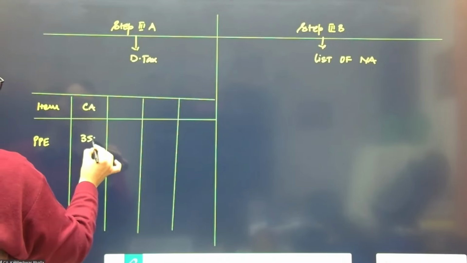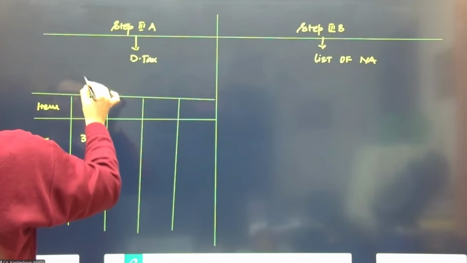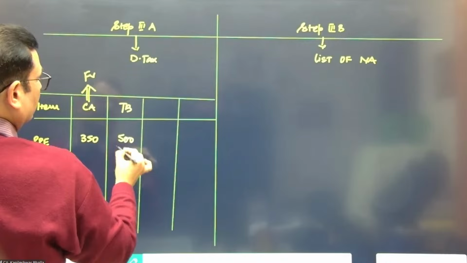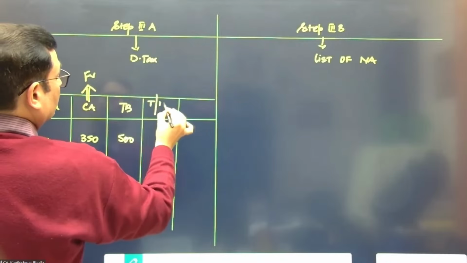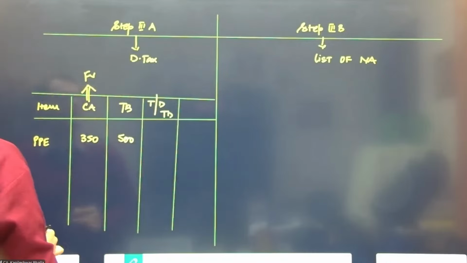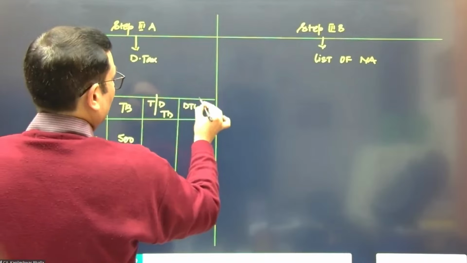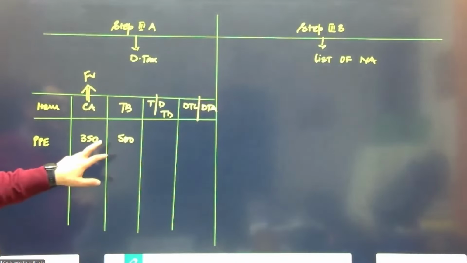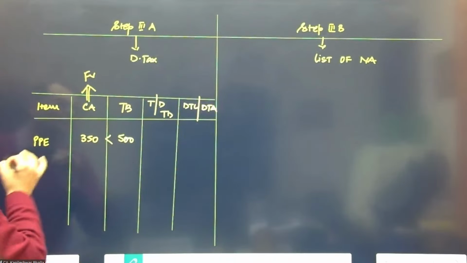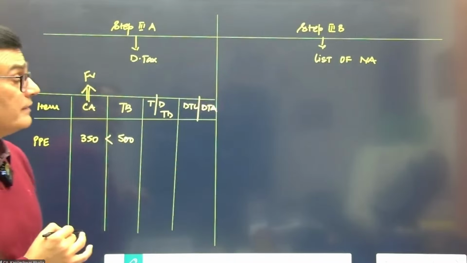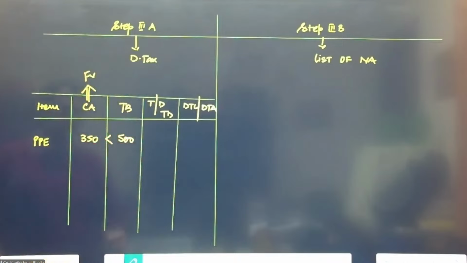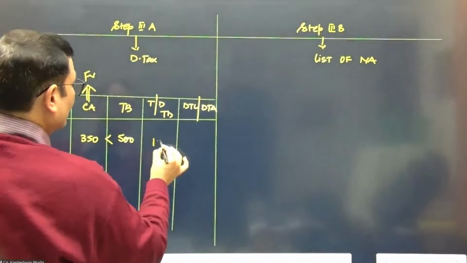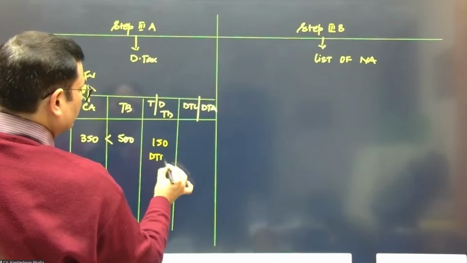So carrying amount will be taken as a fair value. This is equal to the fair value. Then there is a tax base, which is 500. You get a taxable or a deductible temporary difference, and accordingly you get a DTL or a DTA as the case may be. So in this case, the carrying amount is less, resulting in a deductible difference. So this becomes a deductible temporary difference of 150.